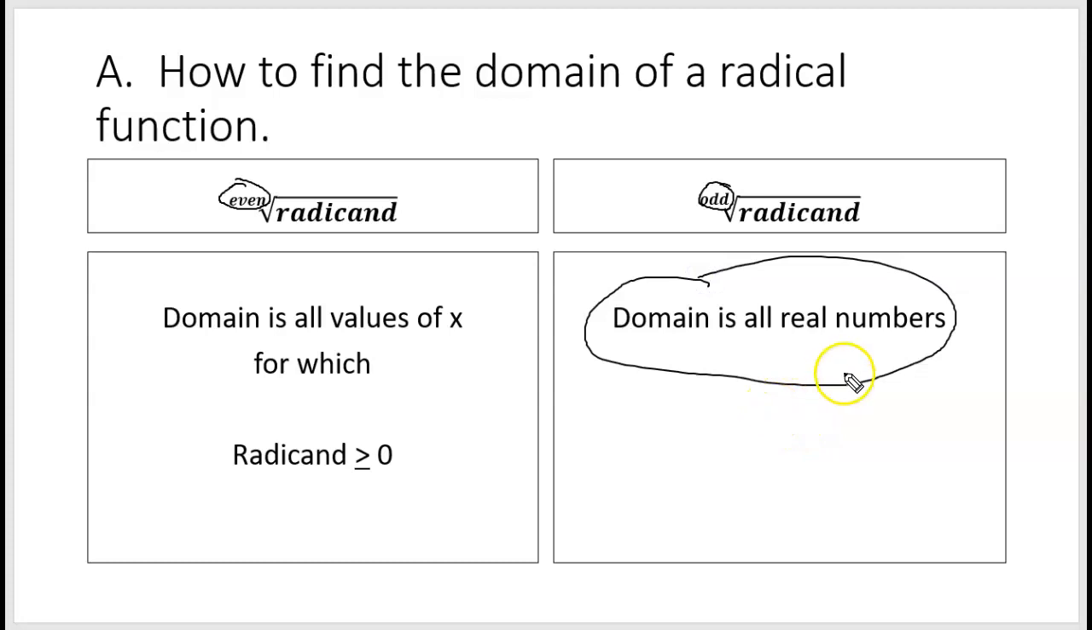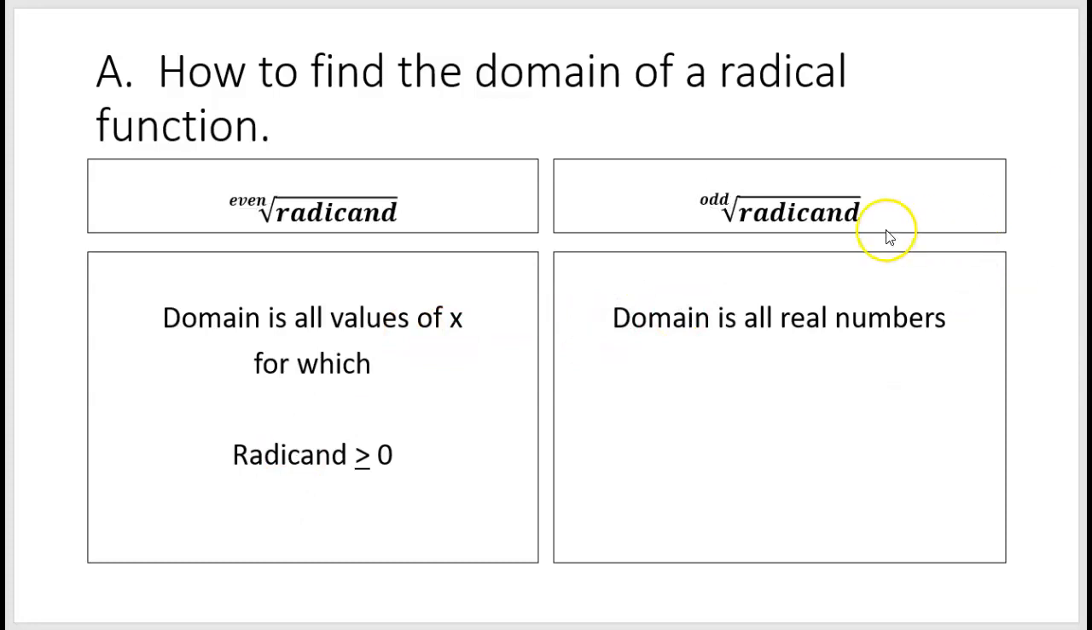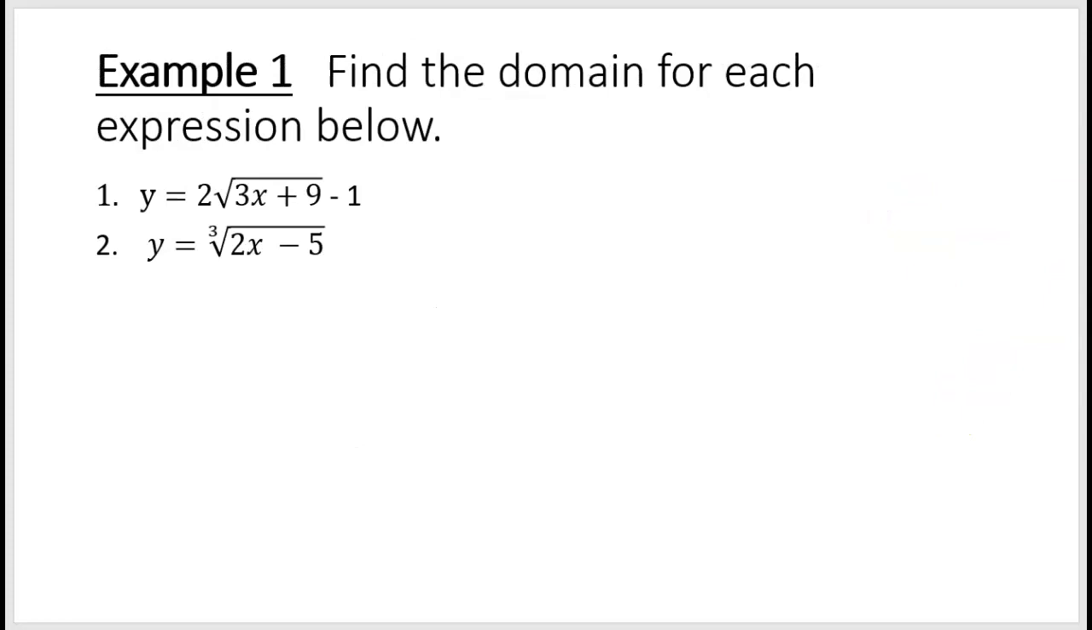It doesn't matter. However, when it comes to even roots, the radicand, the part underneath the square root, has to be positive. So what we're going to do to find the domain is take the radicand, say it's greater than or equal to 0, and then solve for x, and that'll tell us what x is actually allowed to be. Okay, so let's go ahead and put this to work in an example so we can bring that concept to life a little bit.